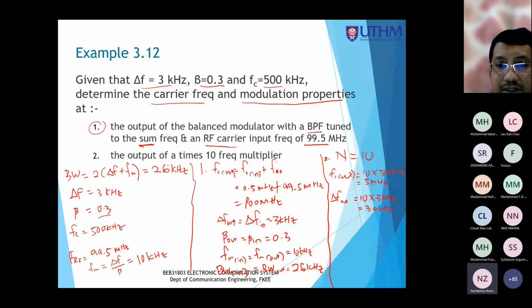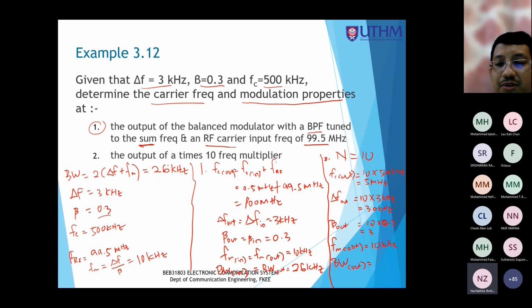And then what else? Beta out is equal to 10 times 0.3, so we get 3. And then the modulating signal at the output is the same as the input, which is 10 kilohertz, no change. And what about the bandwidth? Bandwidth at the output is equal to how much?